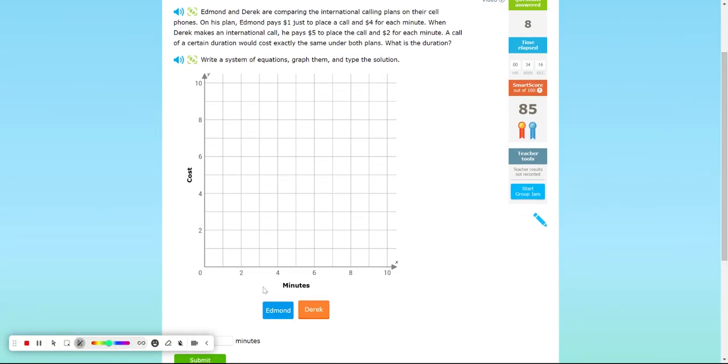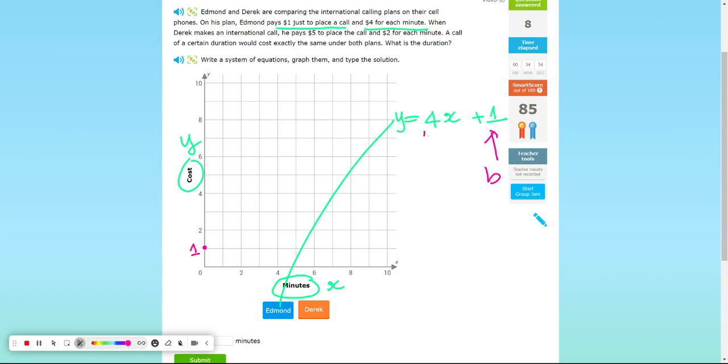Okay, so for this new problem, the x-axis is the number of minutes, so that's the x. And then the cost is the y-axis. So let's find the equation for Edmund. Edmund paid $1 to make a phone call and $4 for each minute. So $1 to make the phone call and then $4 for each minute. So 4 should be in front of x. Okay, so let's go and graph this. So the B is number 1. So I go and find number 1 right here. That's a B. I use the slope m equal 4, which is 4 over 1.